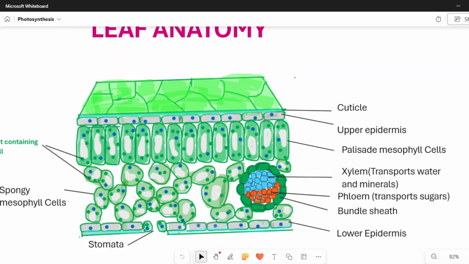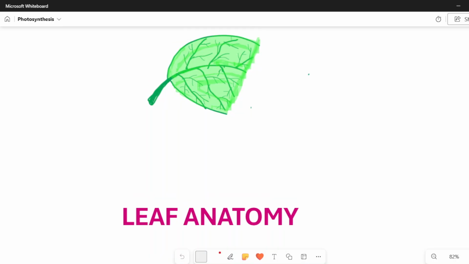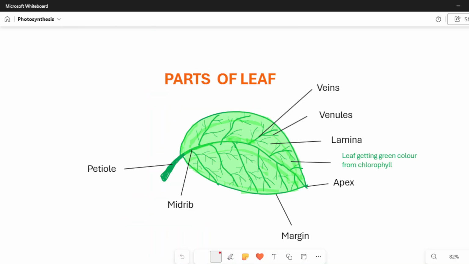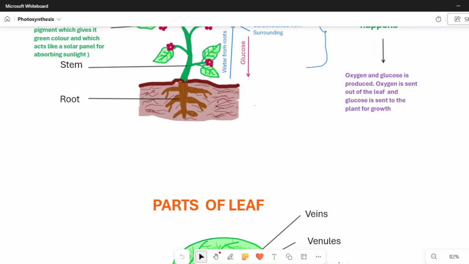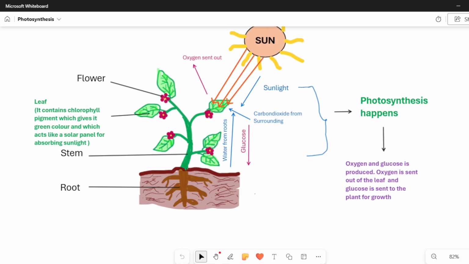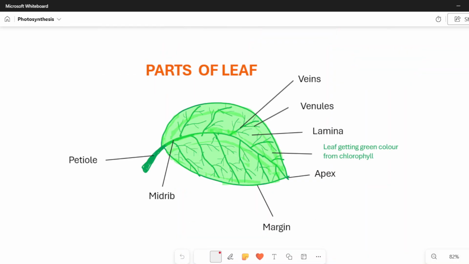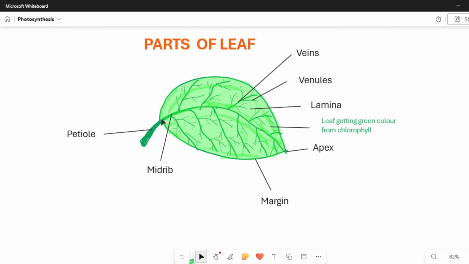Okay, so to see that better, what happens? The plant is there, the water comes through the stem, enters the smaller stems, enters the petiole, and then goes through the veins and spreads through the parts of the leaf. So see, water comes from here, and it transports water to all parts of the leaves through these veins.